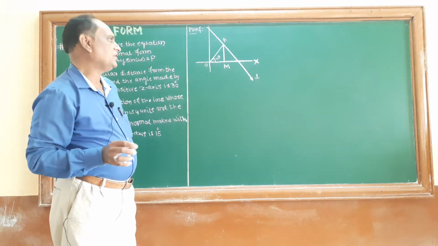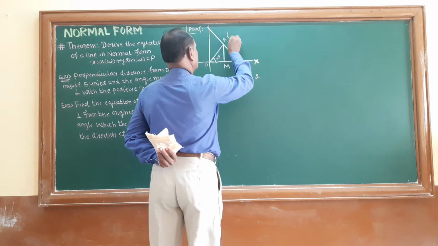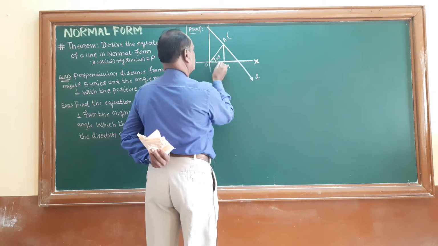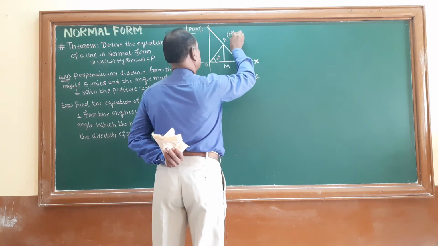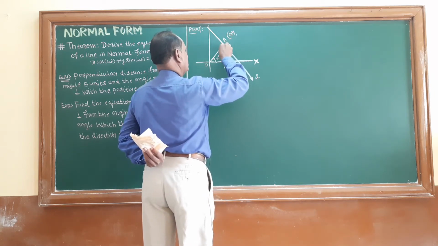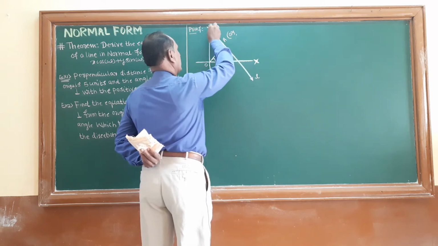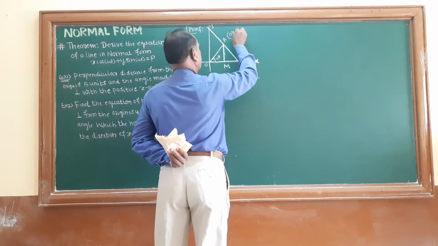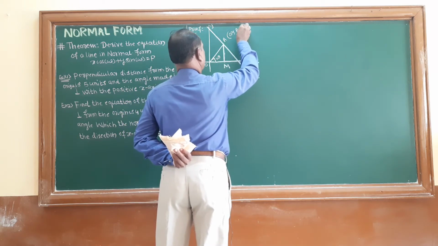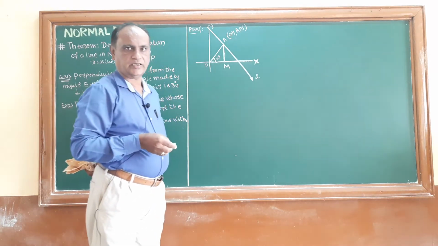Okay, then the point A, the coordinate. Along the x-axis the distance is OM. Similarly along the y-axis, this line is parallel to the y-axis, so the y coordinate means AM. Next your duty is to find the value for OM and AM.